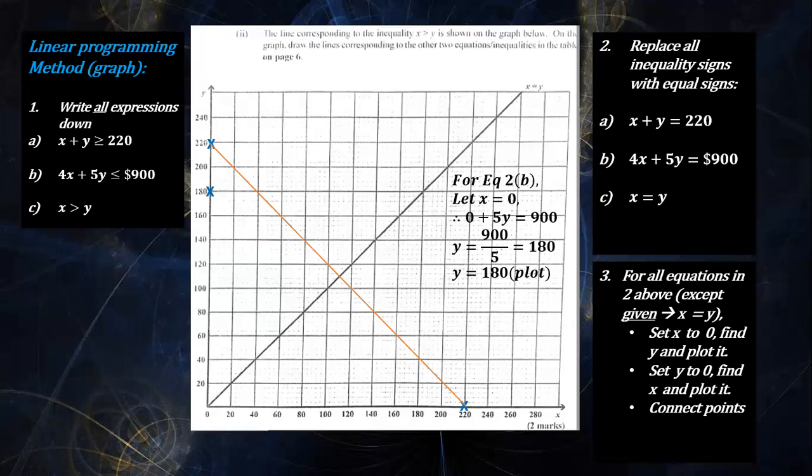Next, we are going to set Y equal to 0. Before we had X equal to 0, now we're going to have Y equal to 0. So if Y is 0, 5 times 0 will give me 0. That's why I have 0 here. 4X plus 0 equals 900, meaning X is the subject. So I have 225. So when Y is 0, which is here, X is going to be 225, which is here. And then we connect the lines as before. Any questions there?